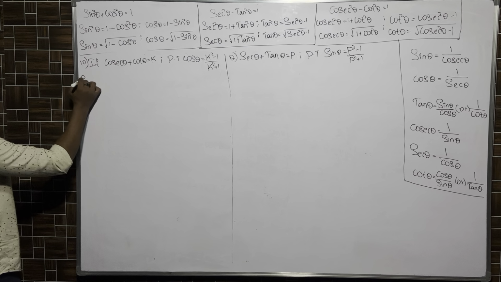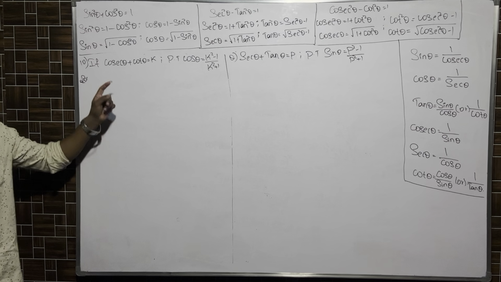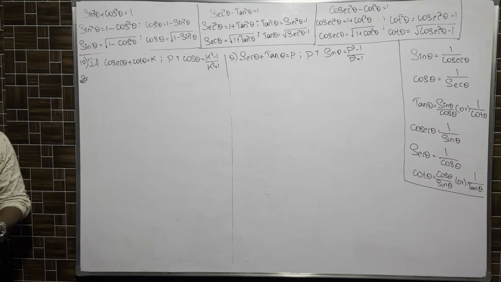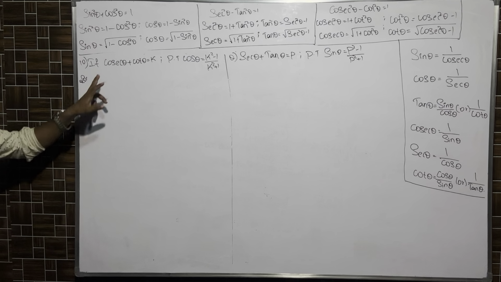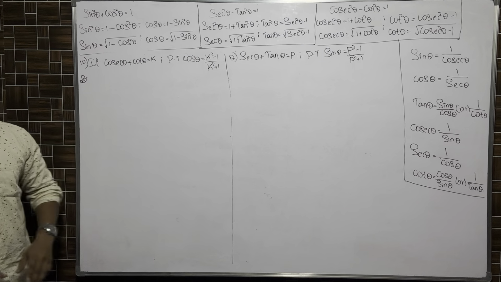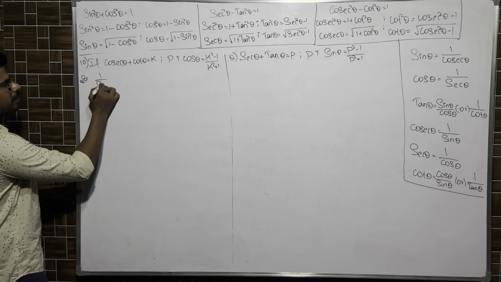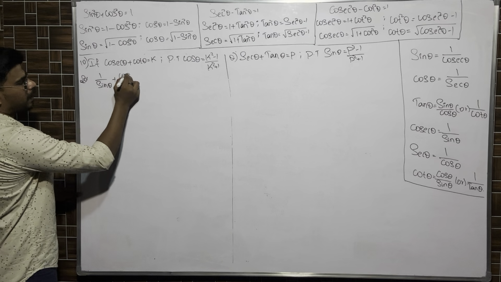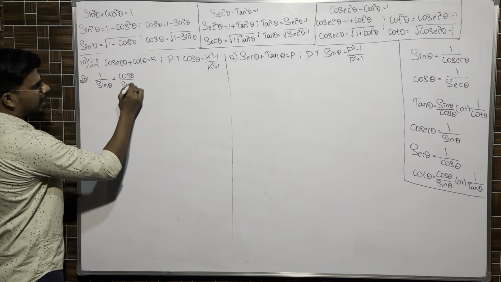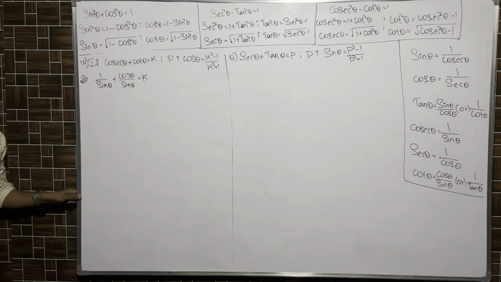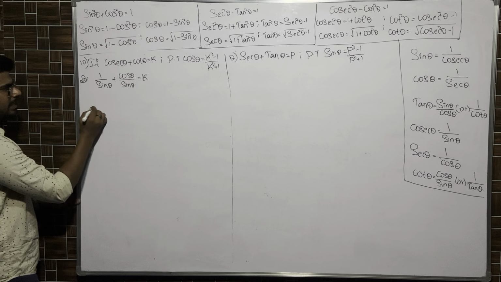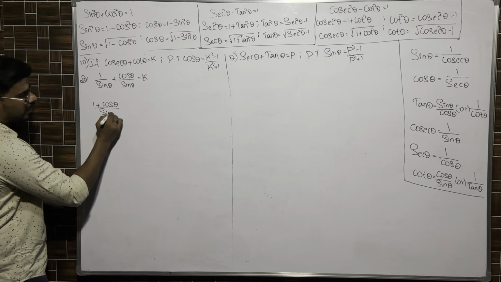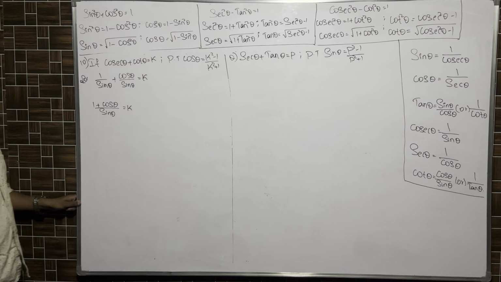See here. Now first, what did I tell you guys? To convert into sine and cos. If you find a trigonometric ratio other than sine and cos, convert them into sine and cos. Cosecant can be written as 1 by sine. Cosecant is nothing but 1 by sine theta plus cot, cos theta by sine theta, is equal to k. Here, if we take LCM, 1 plus cos theta by sine theta is equal to k, right?